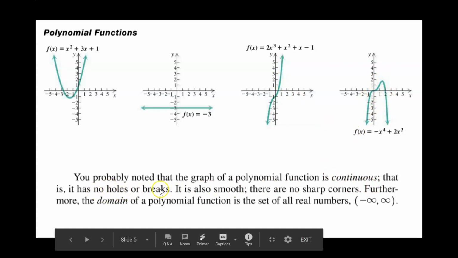There are no holes, there are no breaks. It's all smooth, no sharp corners. That's how you know a function is continuous.